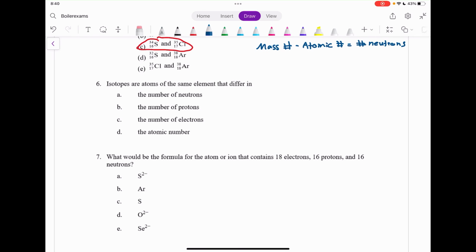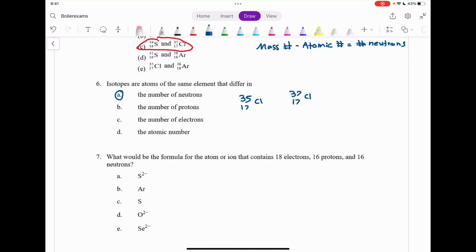6. Isotopes are atoms of the same element that differ in the number of neutrons. This one's kind of a knowledge question. Just, do you know what an isotope is? An isotope is the same element but with a different number of neutrons, or a different mass number. For example, you can have chlorine 35 or chlorine 37.